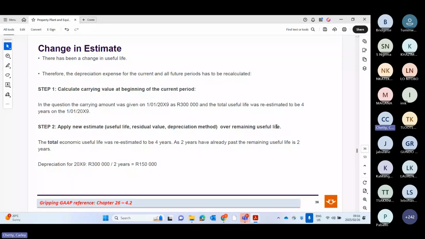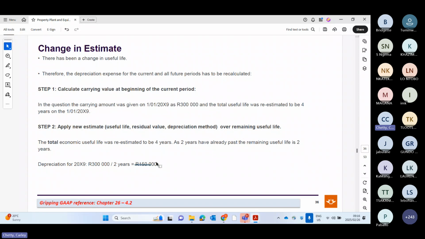As 2 years have already passed, the remaining useful life is going to be 2 years. So we take the total economic useful life, which is 4 years, minus the 2 years that have already passed, and that will give us a remaining useful life of 2 years. Then we use that 2 years to calculate our depreciation. So our depreciation for 2009 is 300,000, which is the carrying amount, divided by the remaining useful life, which is 2 years, and that will give you 150,000 Rand.